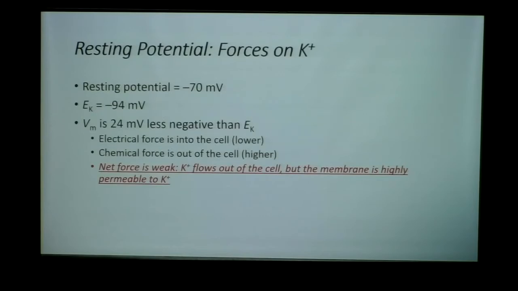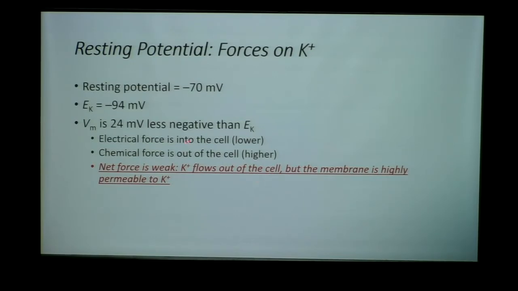Okay? All right, so again, reviewing here, we talked about the resting membrane potential to be negative 70 millivolts. We spoke about potassium's equilibrium potential to be negative 94. And so there's a difference of 24 millivolts, right? Comparing those two potentials. And that basically tells us, summarizing here, that the electrical force is into the cell and it's lower or slower, whereas the chemical force is out of the cell and it's higher or stronger. And so the general direction of the ECDF is going to be in the direction of the stronger force.